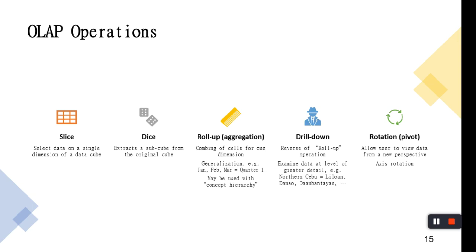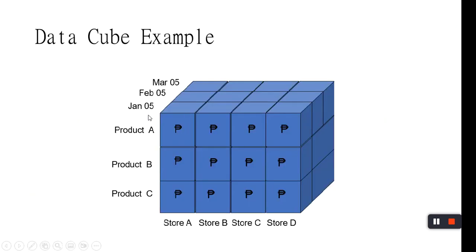Again, we have three dimensions a while ago, right? So if you do slice, just pick one dimension. If you want the product dimension, you will choose this one. If you want the month dimension, you have to slice this one. If you want the store dimension, you have to slice this one this way.